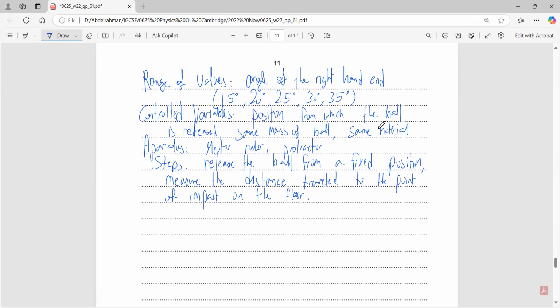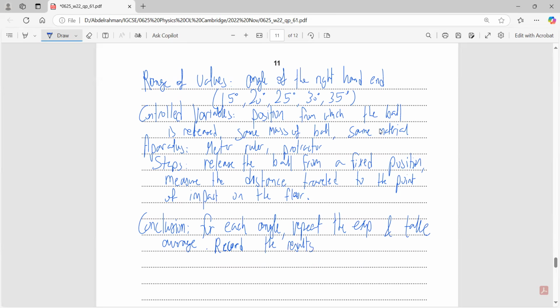And then can I write down a conclusion? A very simple conclusion. Yes. For each angle, because you're changing the angle, what should I do? Repeat the experiment and take average. After I repeat the experiment and take average, what should I do? Record the results in the table.